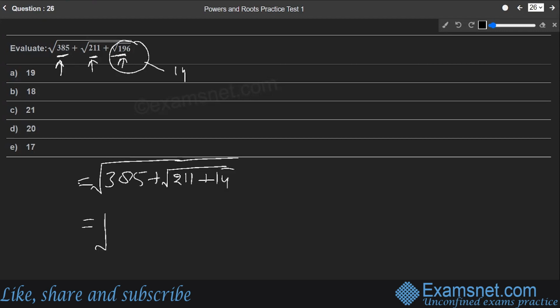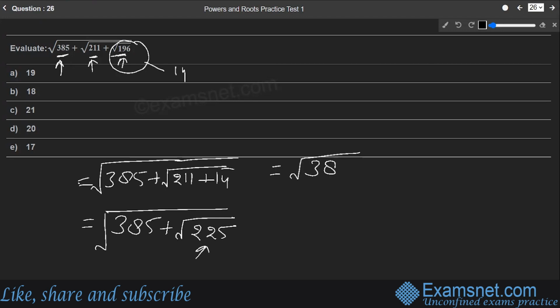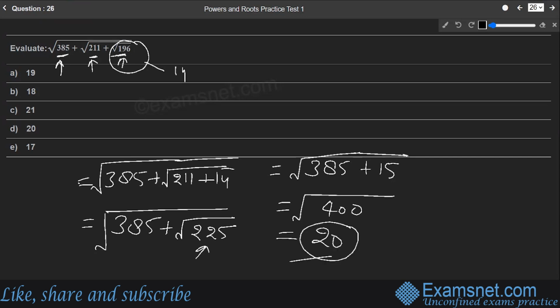In the next step, 211 plus 14 is nothing but 225, and we know the under root of 225 is nothing but 15. So it will become under root of 385 plus 15, which is nothing but under root of 400, and under root of 400 we clearly know is 20. So that is the right answer, available in option number D. Answer is 20.